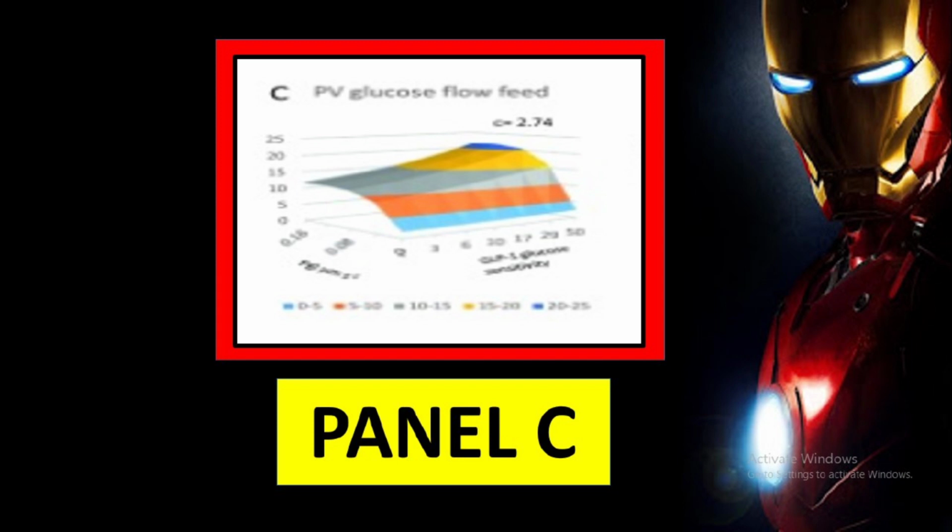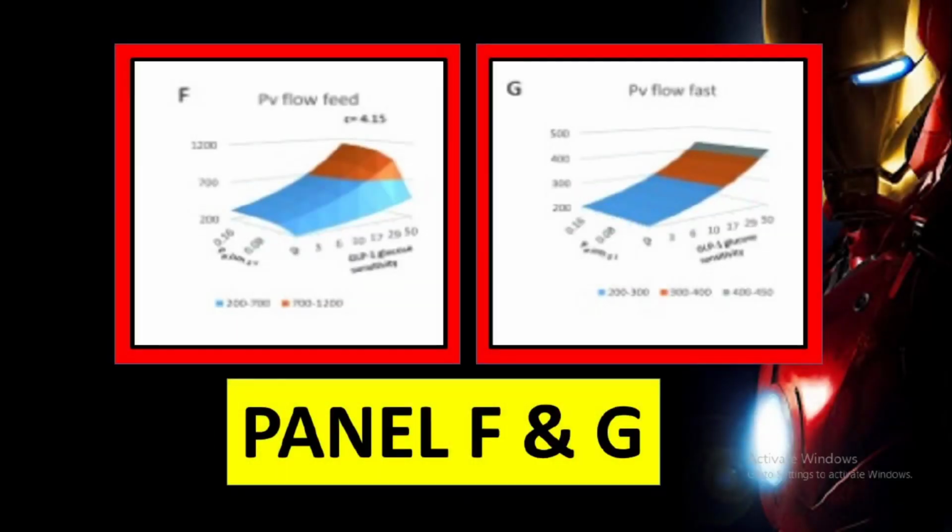C equals 2.74. For the last one, panels F and G show, as with SMA flow in panels A and B, portal vein flows increase synergistically with increases in GLP-1 and P when glucose is present in the splanchnic circulation. C equals 4.15, but during fasting the P effects are absent. C equals 0. That's all from me.